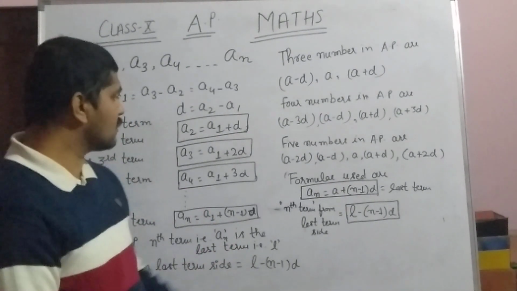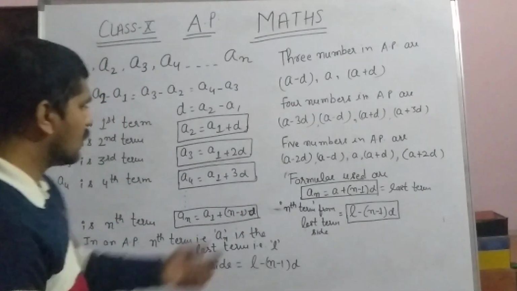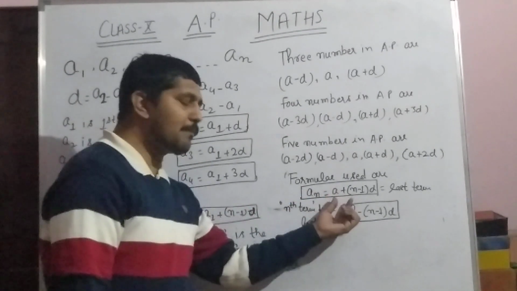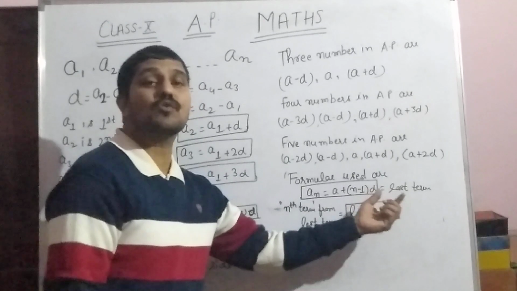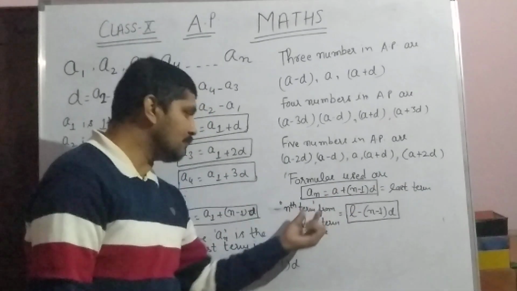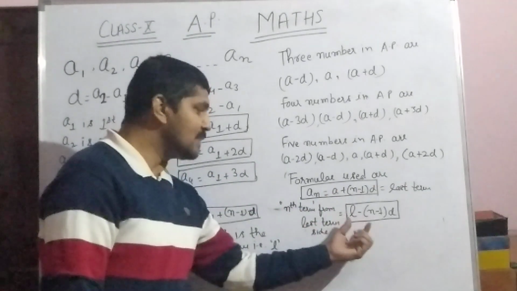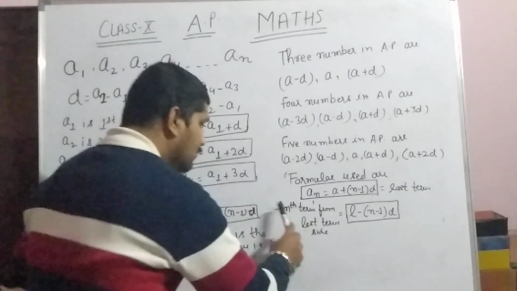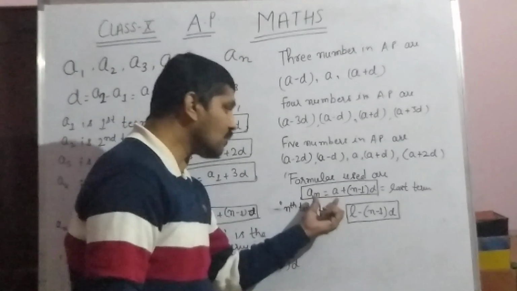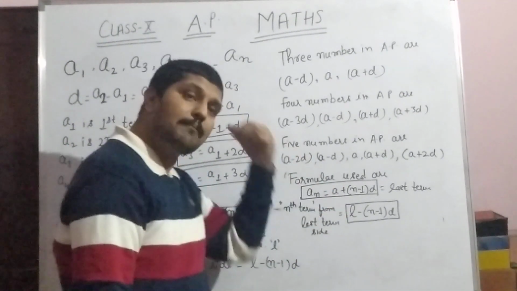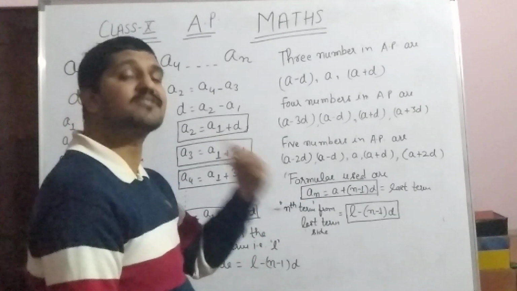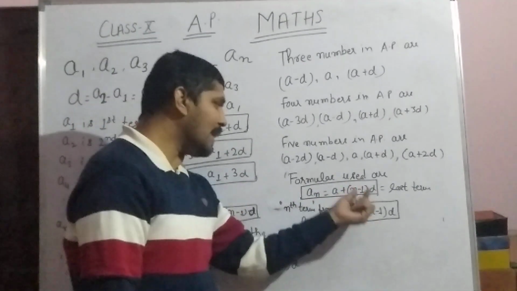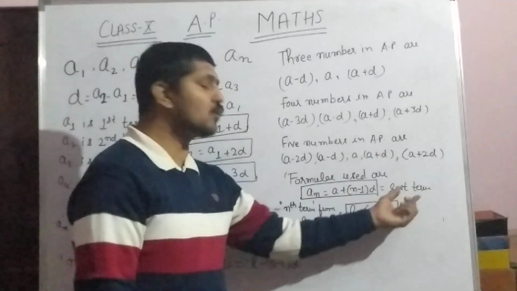Now we are using two formulas for finding the nth term. We are using A plus n minus 1 into D, which is also called the last term, and the nth term from the last term side, that is L minus n minus 1 into D. So remember this is the important formula. This is the formula for finding the nth term from the starting side, meaning from the first term side, A plus n minus 1 into D.